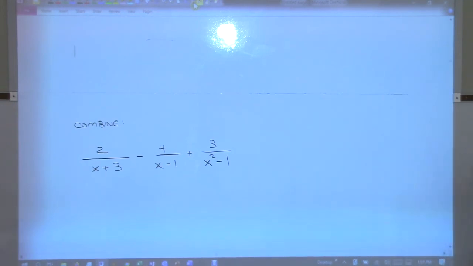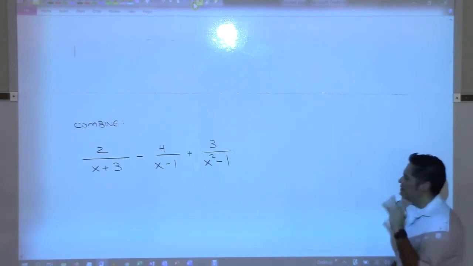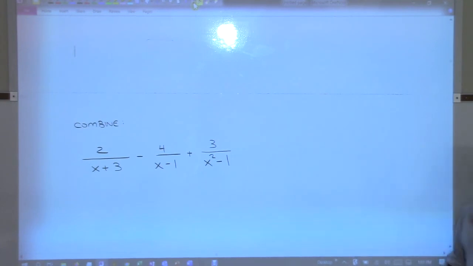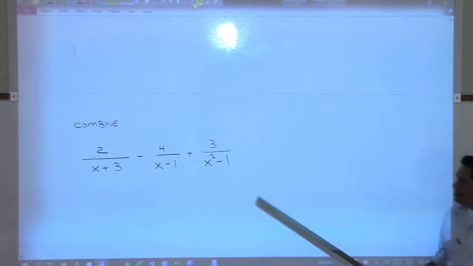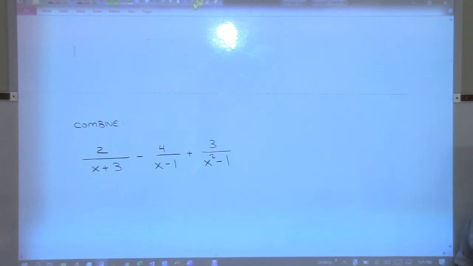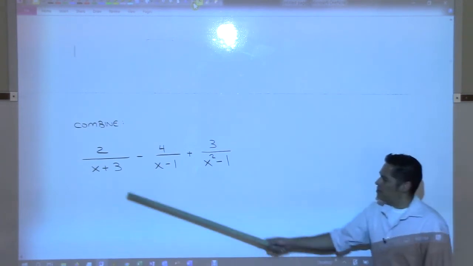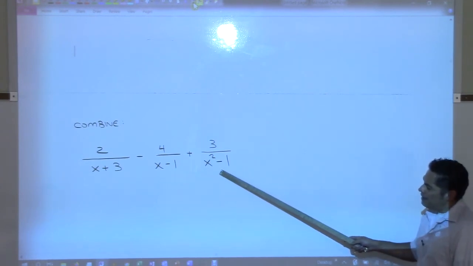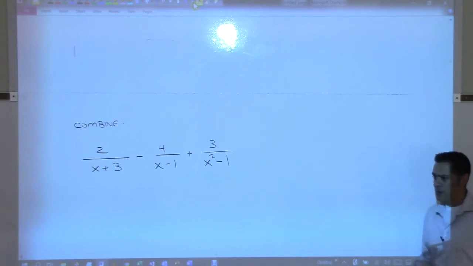So in college algebra and pre-calc, you talk about this thing called partial fraction decomposition. I just want to do one quick example of what it is, and then we'll get into the problem. If you're back in an algebra class and you're asked to combine these three rational expressions together, you have to find a common denominator and put them together, right? So you look at the denominators, x plus 3, x minus 1, and x squared minus 1, and you try to find a common denominator between them.